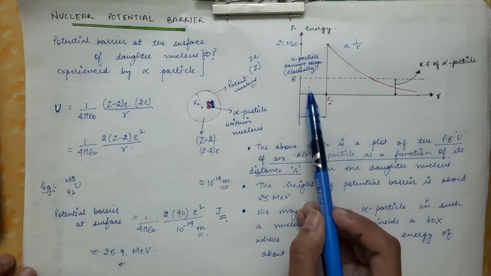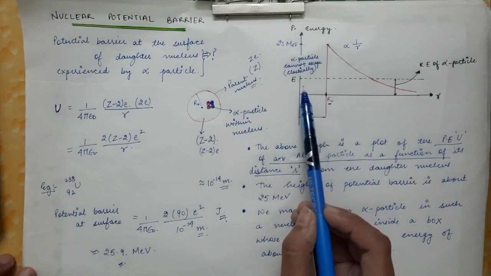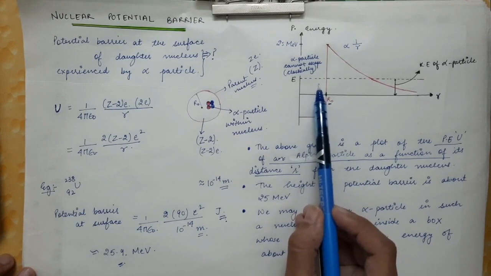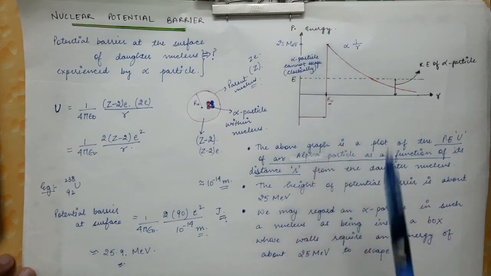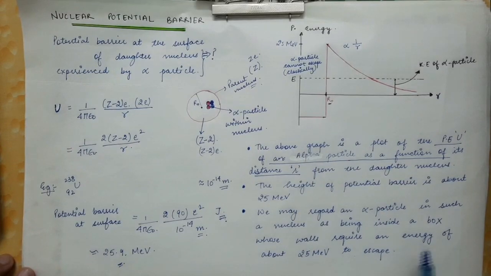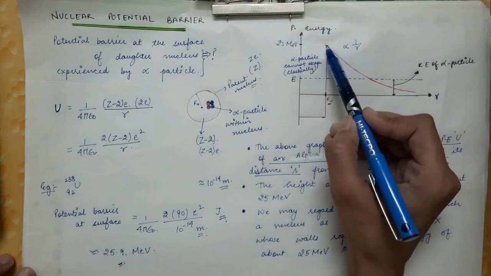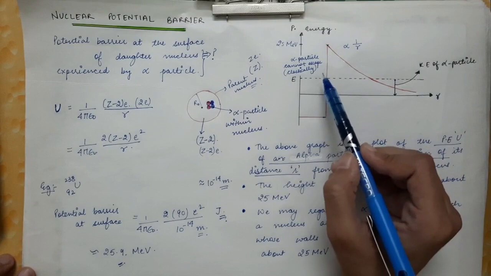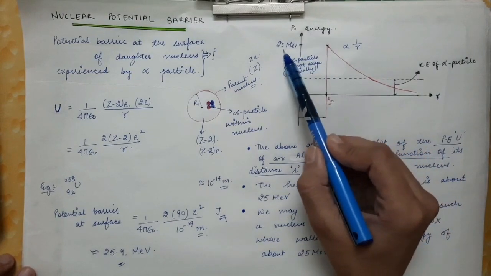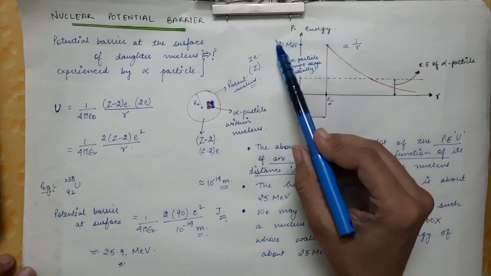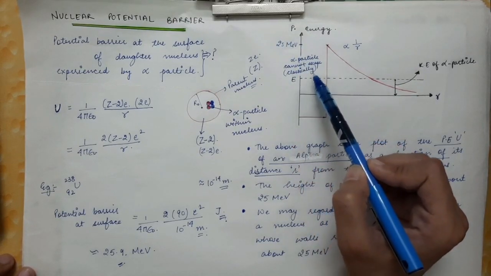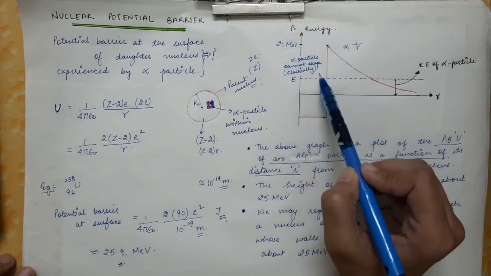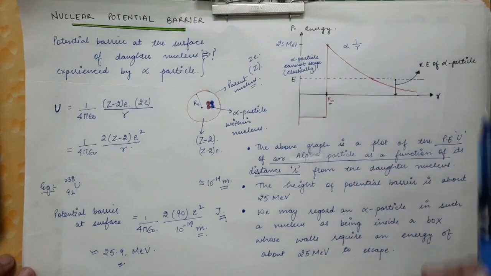So when the alpha particle is present within the radius less than r0, we can regard it as being inside a box whose walls require an energy of about 25 mega electron volt to escape. For the alpha particle to escape this potential barrier, it must have an energy of 25 mega electron volt. So this much energy must be present within the alpha particle so that it can escape this potential barrier of 25 mega electron volt and be emitted out of the nucleus.